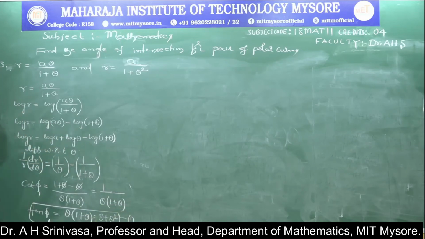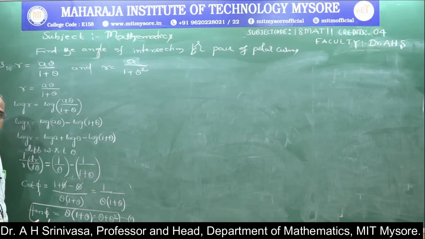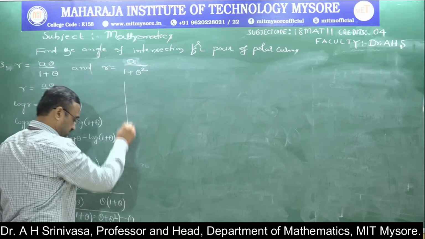Now this is the value, tan phi 1. You have to remember why I am going to use tan phi 1, because it is not possible to extract the value of phi directly. So that's why we are going to convert cot in terms of tan. The same procedure for the second equation.